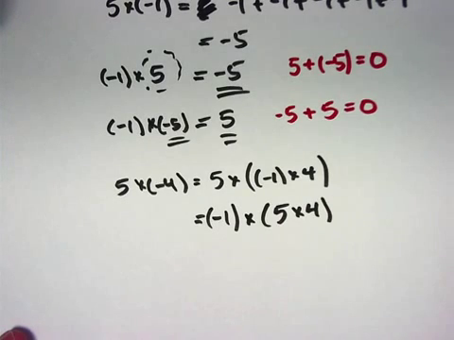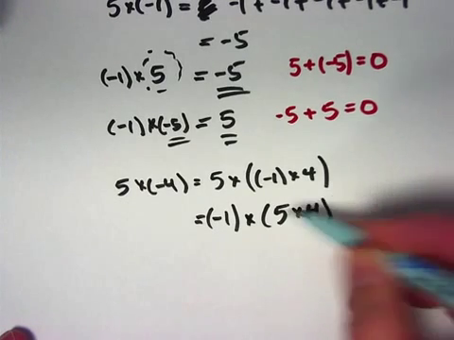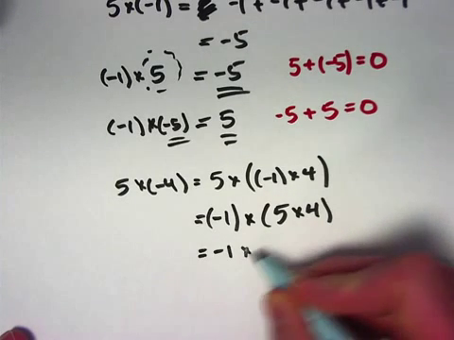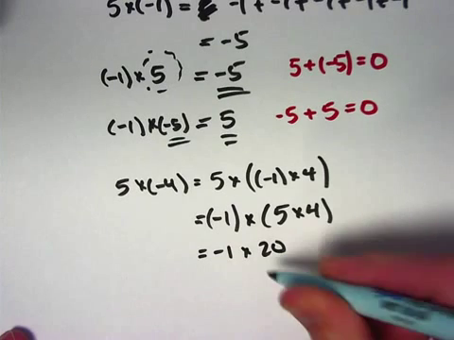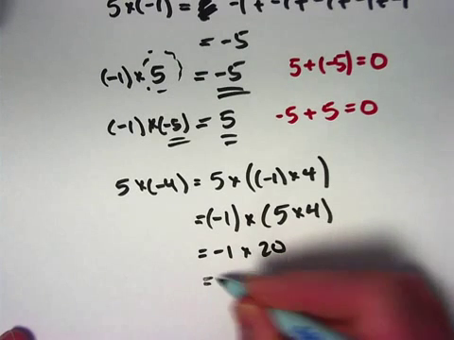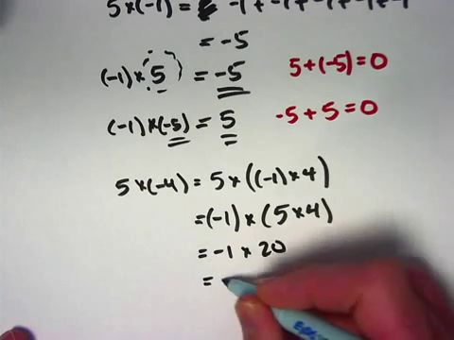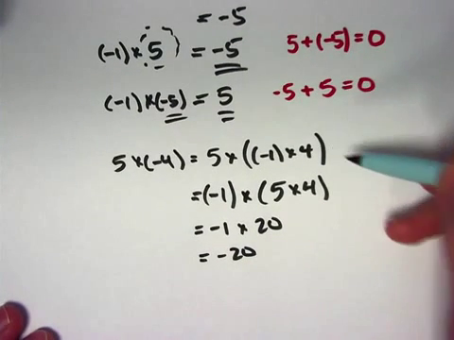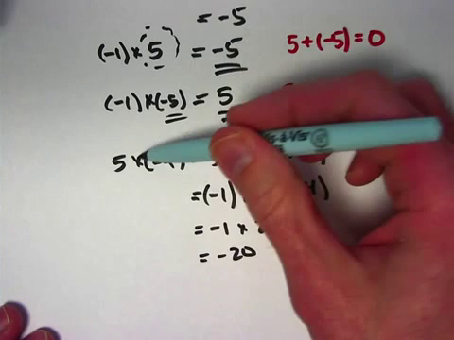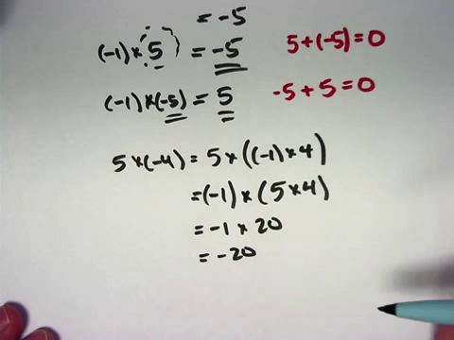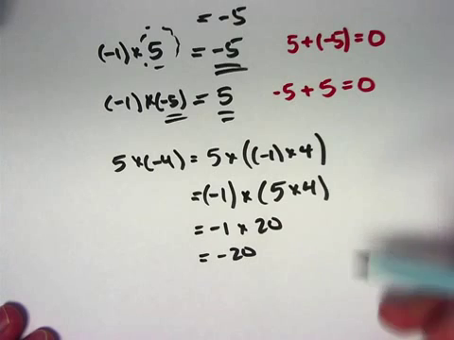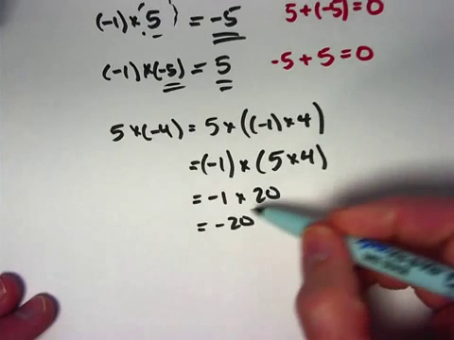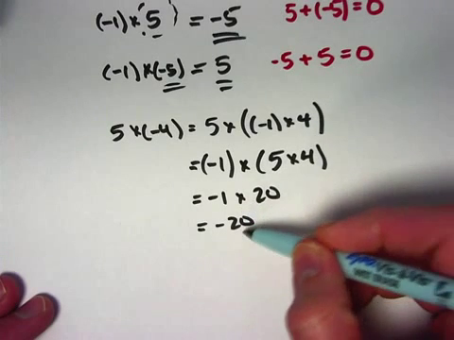Just switch the 5 and the negative 1 around, and keep the parentheses the same. 5 times 4 we know is 20. Negative 1 times 20 is the additive inverse of 20, which is negative 20. So there would be an algebraic justification for why 5 times negative 4 is negative 20, based on assuming we want the associative and commutative properties to still work, and based on saying that negative 1 times any number is the additive inverse of that number.